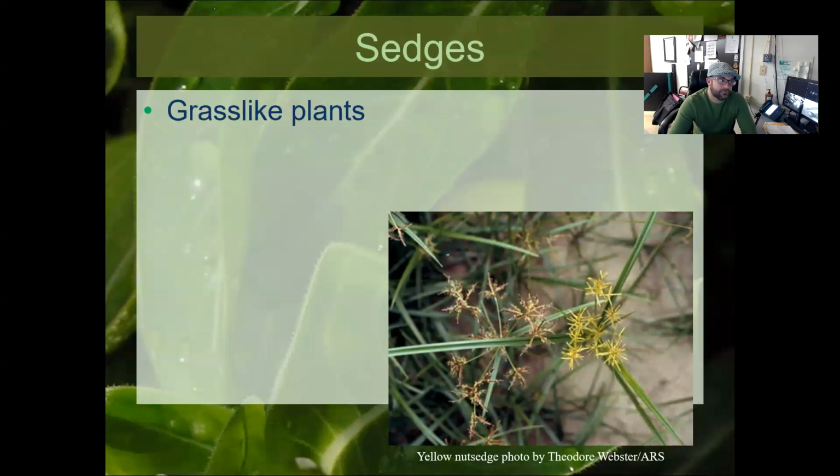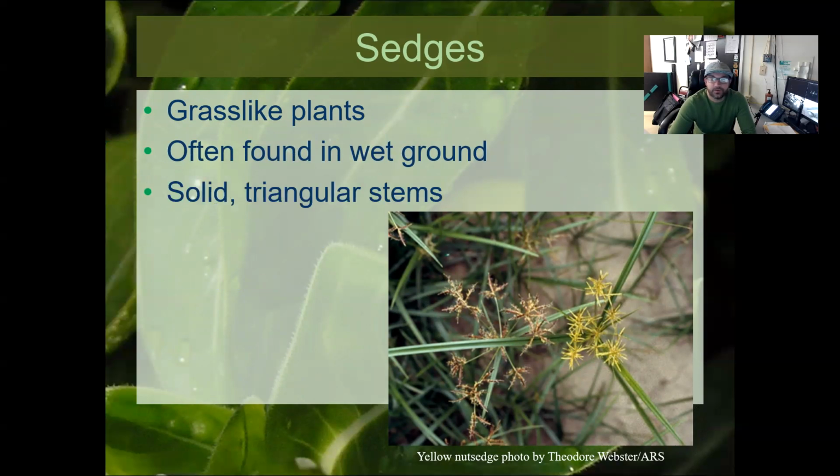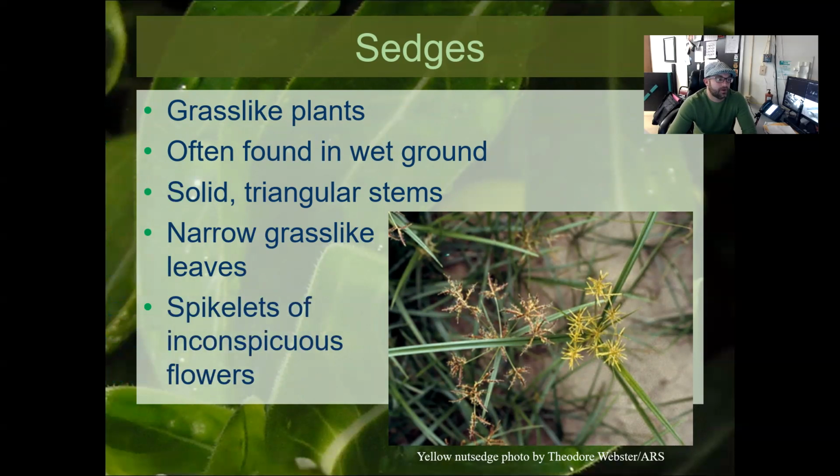So, sedges: these are grass-like plants, often found in wet ground, with solid triangular stems, narrow grass-like leaves, and spikelets of inconspicuous flowers. If you look at these really close, like this yellow nut sedge here, you'll see tiny little flowers growing on it. Sometimes you'll even notice the grass can be bent, growing in weird patterns. Typically those will be a different type of sedge.